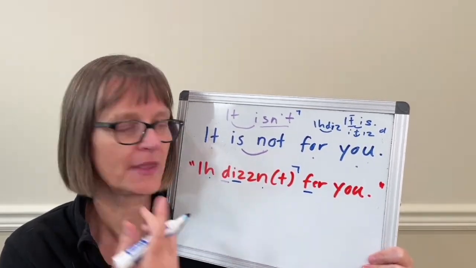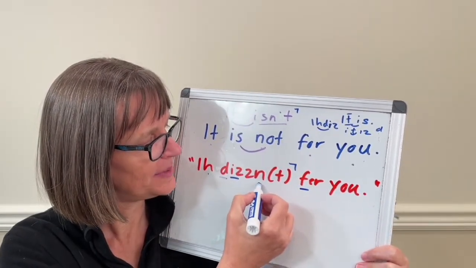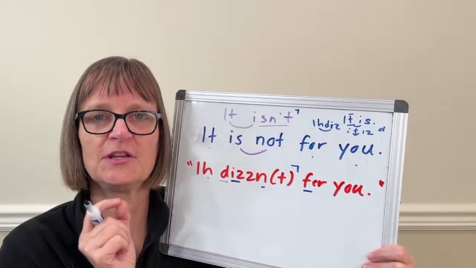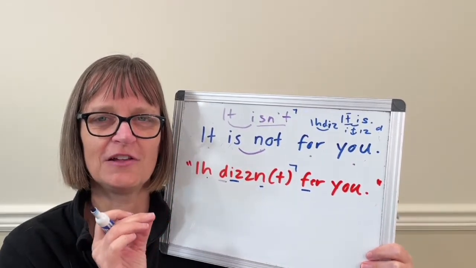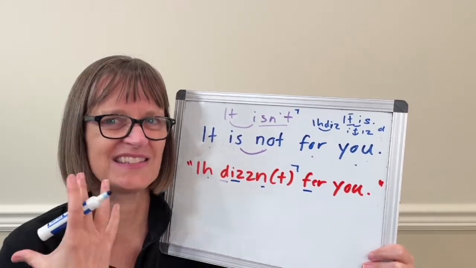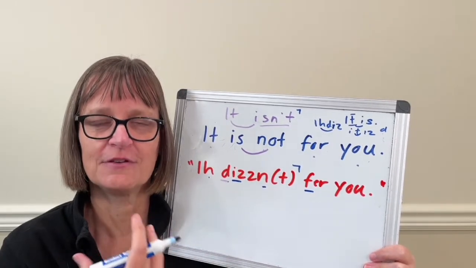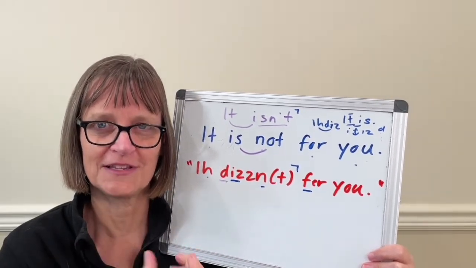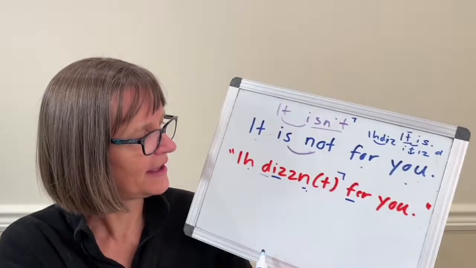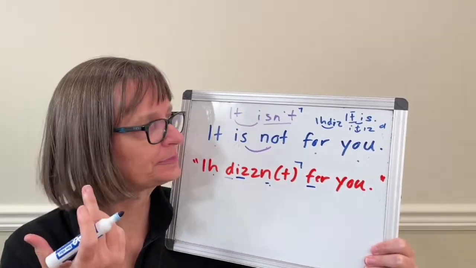So in order to be able to make that, another thing that happens here is that my N sound is going to be very short. If I hold that N a long time, "it isn't for you," it's going to sound like I'm just dropping the T. Whereas if I say "it isn't for you," I'm unreleasing that T, my N is short, and then we perceive that T sound as a listener. It isn't for you.